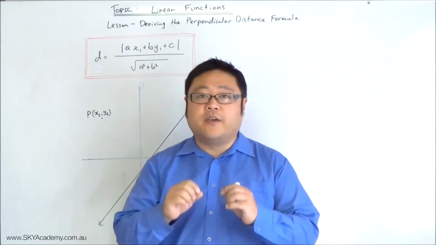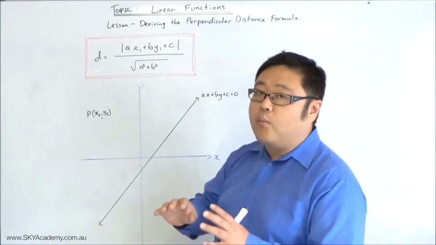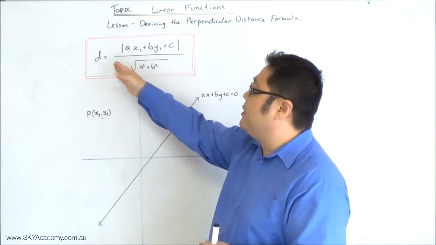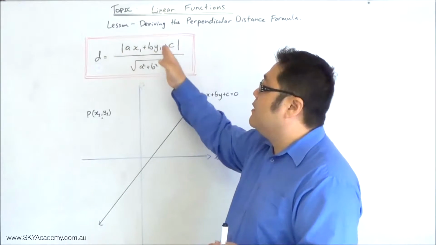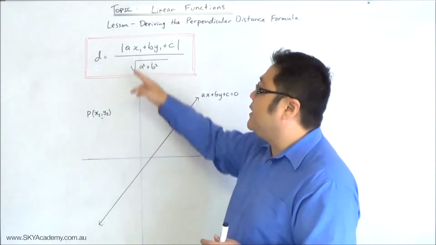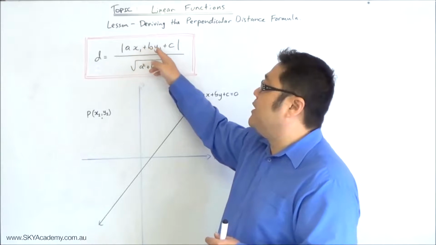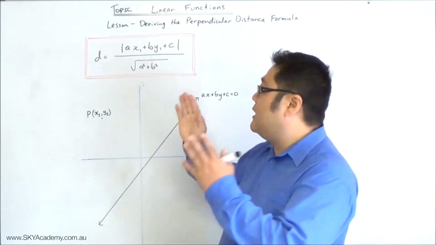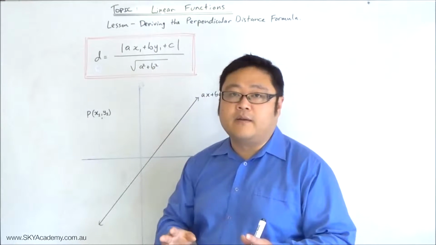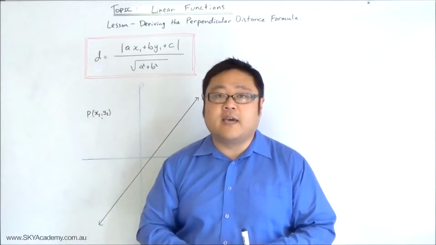This is what I promised to all the conscientious students out there who really want to understand why the perpendicular distance formula works. And the perpendicular distance formula is the distance from a point to a line is going to be the absolute value of Ax1 plus By1 plus C, in absolute value, all over the square root of A squared plus B squared, right? And there's a number of ways of showing why that is the case.